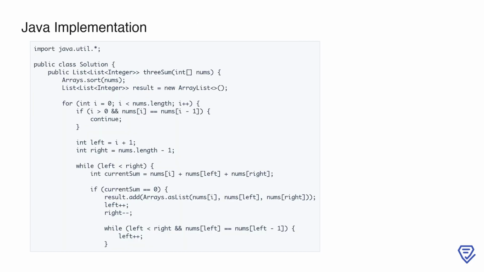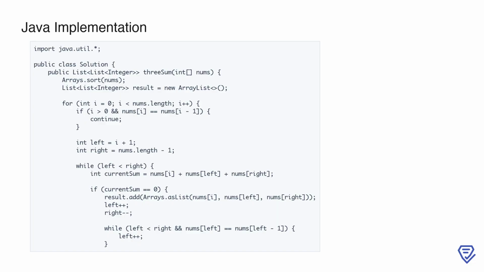Here, we begin by importing necessary libraries and defining the solution class. Inside the threeSum method, we first sort the input array nums to make it easier to handle duplicates and use the two-pointer technique. Next, we initialize an empty list called result to store our triplets that satisfy the condition of having a sum of 0. We then start iterating through the array with a for loop. The variable i represents the current number we're considering.